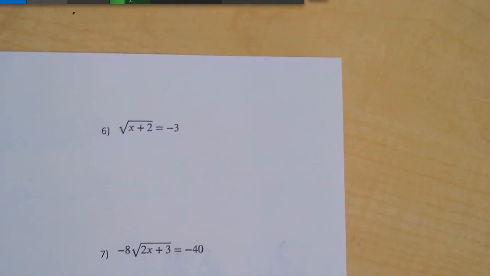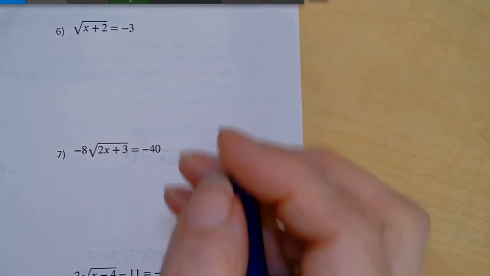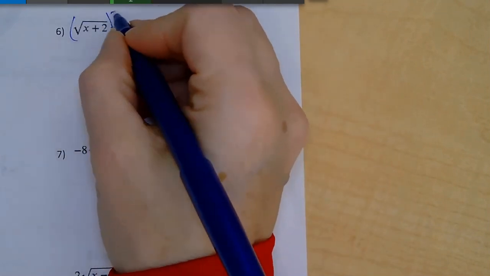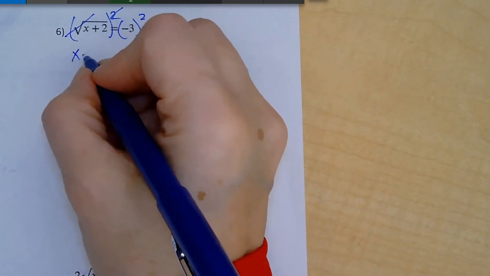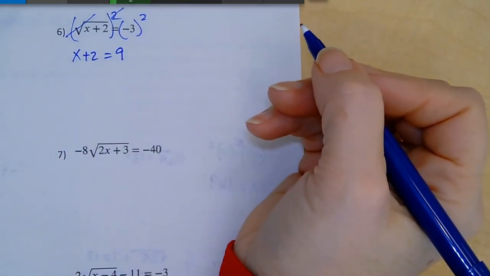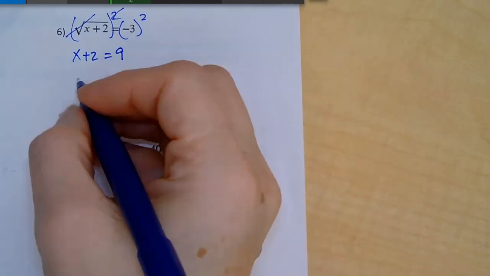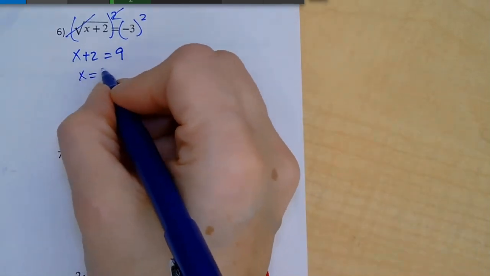All right, make sure you're doing these on your own and then coming back to check your work, right? Square each side. Square undoes square root, so I have x plus 2 equals 9. A lot of times when I have negatives that I'm squaring, I'm a little skeptical and wonder if I have an extraneous solution. So x equals 7 here.